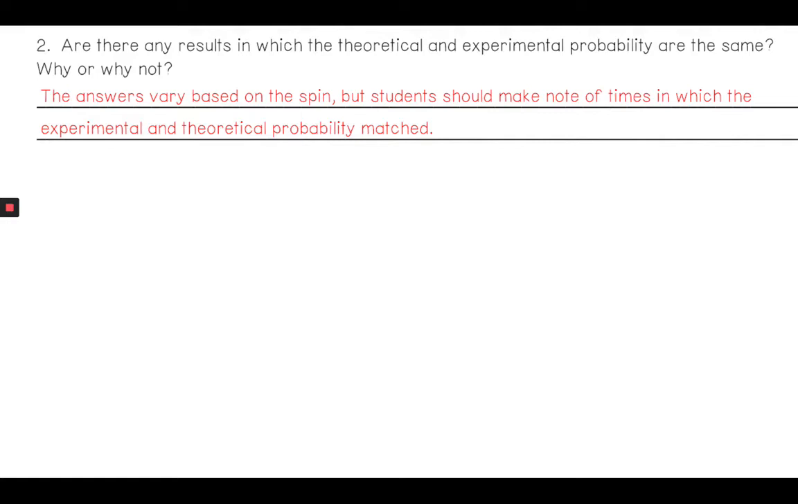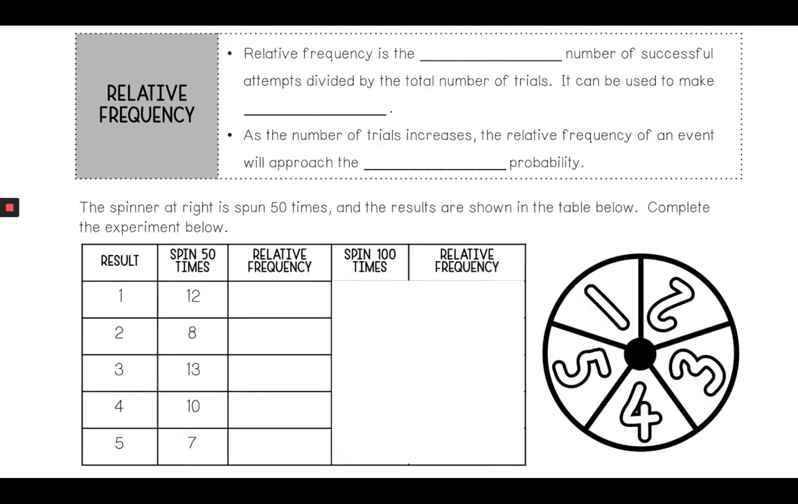So when you spin the spinner, look back through the one I did, and see which ones match, to see if there was any matching with the actual probability. Now, relative frequency is a fancy little phrase, and it's basically the total number of successful attempts divided by the total number of trials. So it can be used to make predictions. And as the number of trials increases, the relative frequency of an event will approach the theoretical probability. In regular words, the more times you do something for an experiment, the closer it'll become to the theoretical probability.